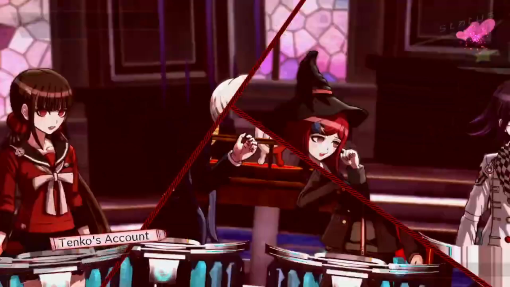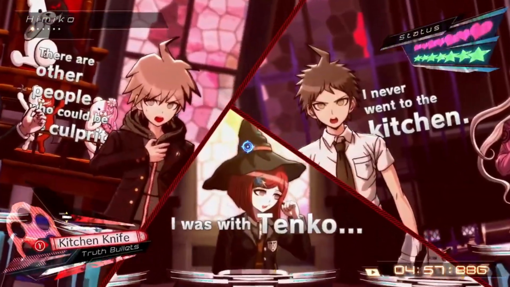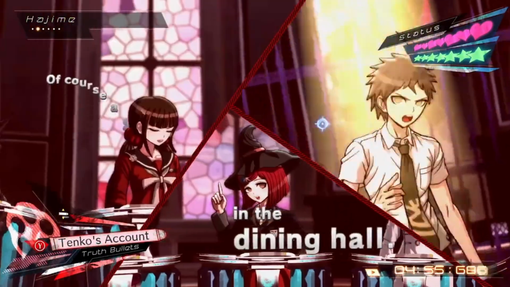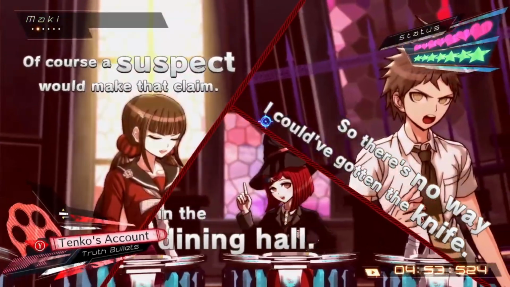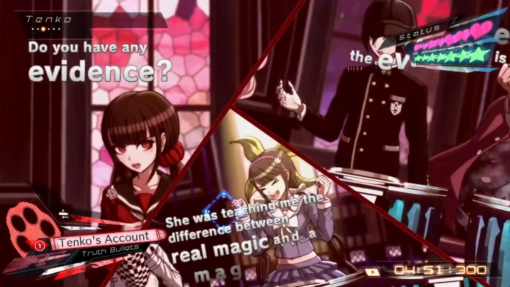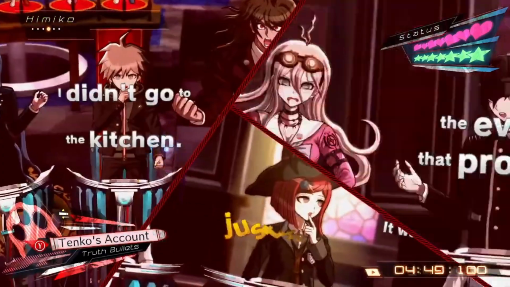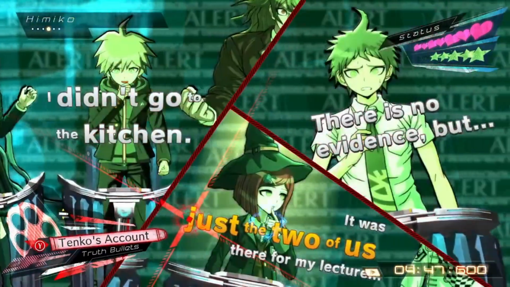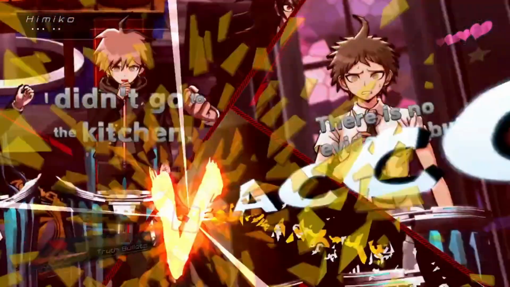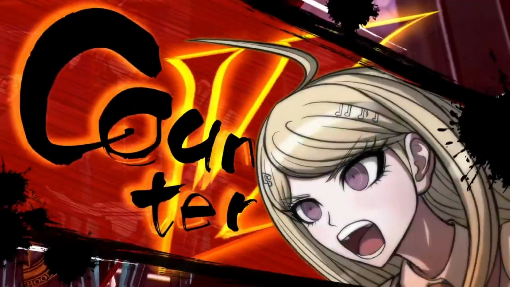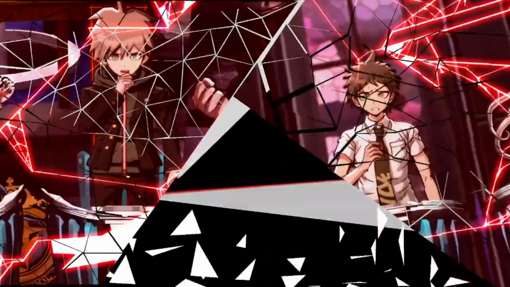Tenko's account, kitchen knife. I never went to the kitchen. In the dining hall. So there's no way I could have gotten the knife. She was teaching me the difference between real magic and a magic trick. There was just the 2 of us there for my... What? Sure. I hear it. I got a V-counter. It wasn't the 2 of them. It wasn't the 2 of them.